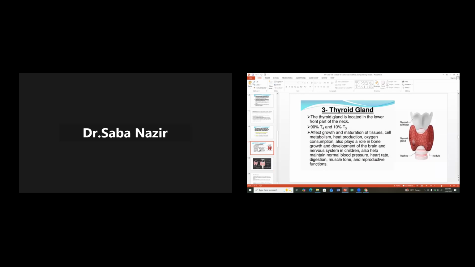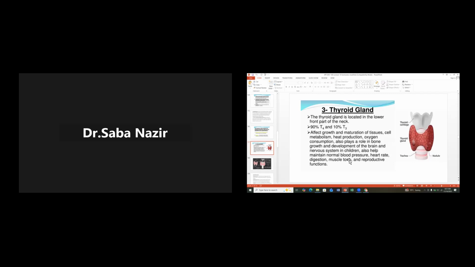If we observe this diagram, we can see this is the portion of a voice box, and this is the trachea. Below the voice box and on the surface of the trachea, we can feel the thyroid gland. From the shape, it appears to be a butterfly-like structure. This is the front view because we are observing the trachea from the front side.